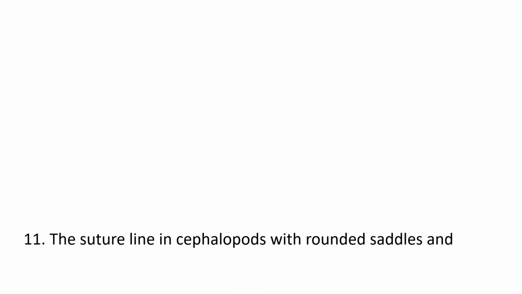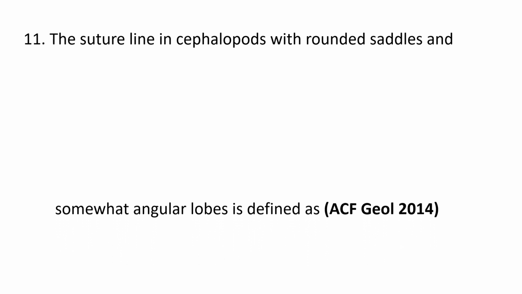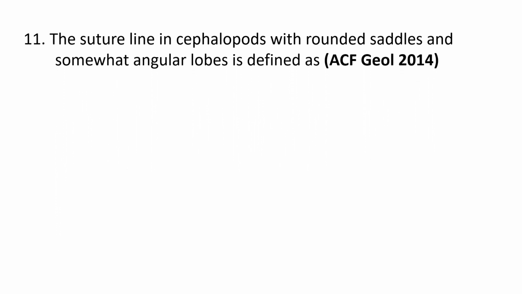Next question. The suture line in cephalopods with rounded saddles and somewhat angular lobes is defined as A.